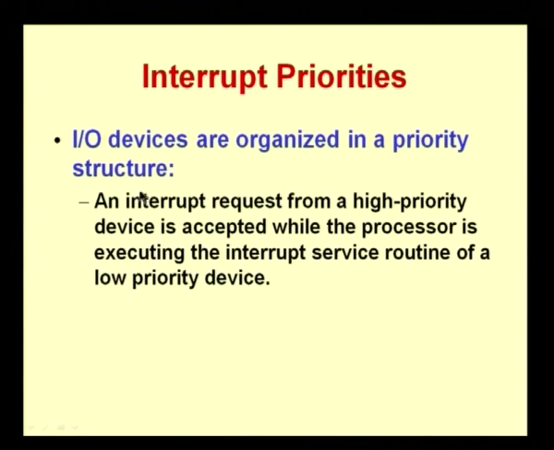But if I have a priority 0 interrupt being serviced and an interrupt with priority 7 comes in, that will not be serviced, that will be suppressed. So, you can use this idea of priorities to determine which devices' interrupts will have to be serviced immediately. We have this thing called a priority structure, which is used. An interrupt request from a high priority device is accepted while the processor is executing the interrupt service routine of a low priority device.